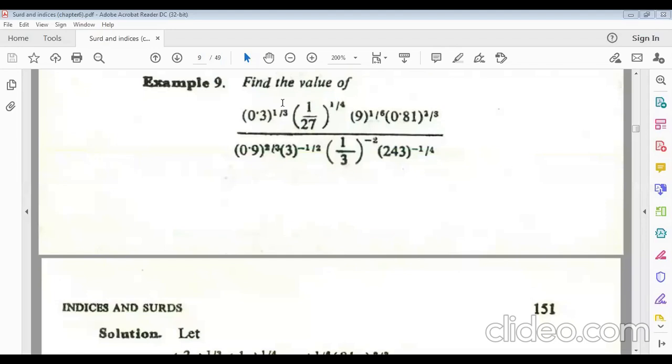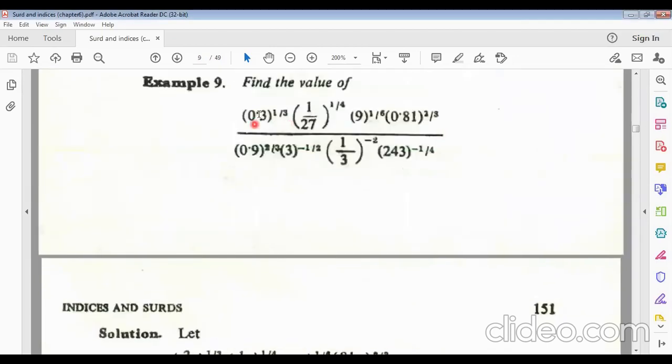Suppose we have a simplification. Find the value of 0.3 to the power 1 by 3, 1 by 27 to the power 1 by 4, 9 to the power 1 by 6, 0.81 to the power 2 by 3, and in the denominator 0.9 to the power 2 by 3, 3 to the power minus half, 1 by 3 to the power minus 2, 243 to the power minus 1 by 4. Now we have to simplify this.